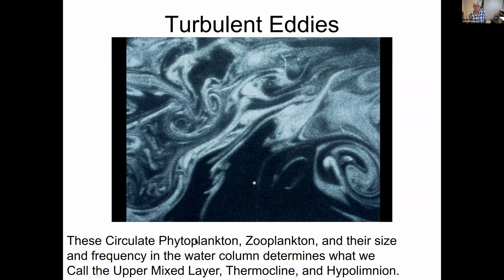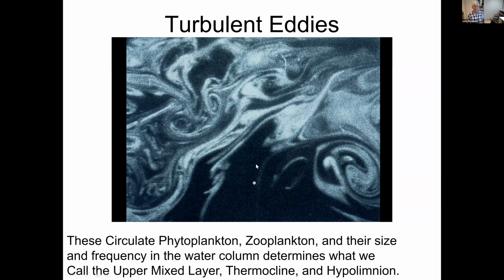But they're really important for circulating the phytoplankton and the zooplankton, and their size and frequency in the water determine what we call the upper mixed layer, where there's a whole lot more of these eddies, the thermocline, where there are fewer and usually smaller, in the hypolimnion.